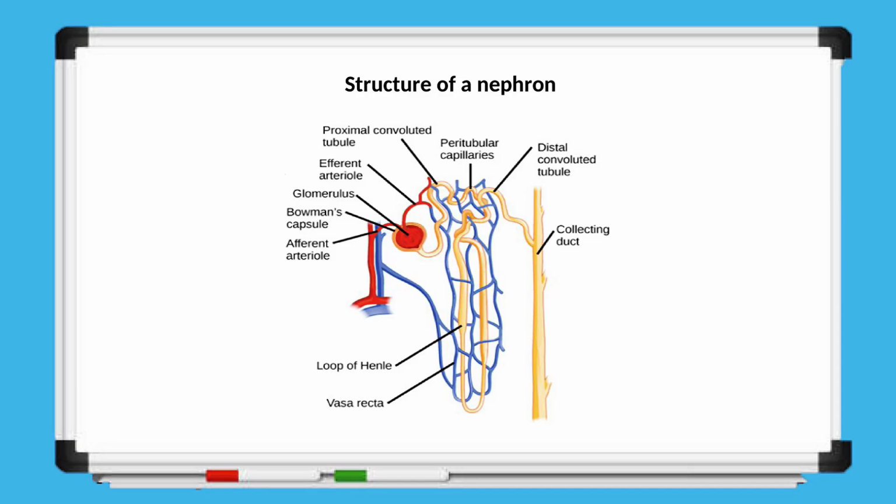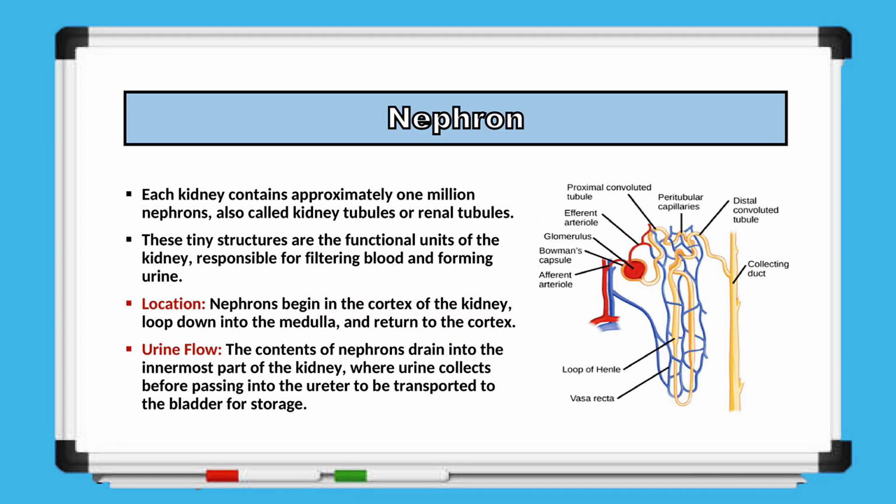and form urine efficiently. So, a nephron is essentially a tiny, specialized structure within the kidney. Each kidney contains around 1 million nephrons, which are also referred to as kidney tubules or renal tubules. These small structures are the functional units of the kidney, responsible for filtering the blood and producing urine. In terms of location, nephrons start in the cortex of the kidney, loop down into the medulla, and then return to the cortex. Regarding urine flow, the filtrate from each nephron drains into the innermost part of the kidney, where urine collects before moving into the ureter to be transported to the bladder for storage.